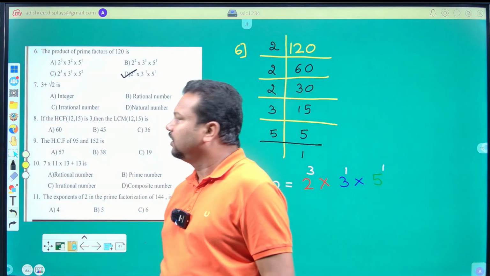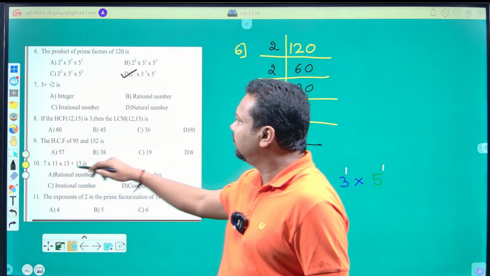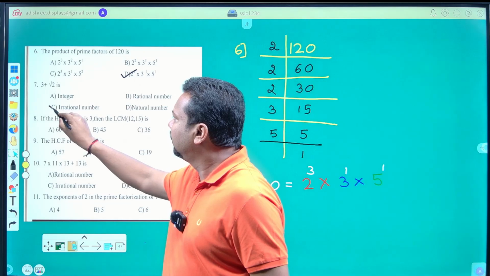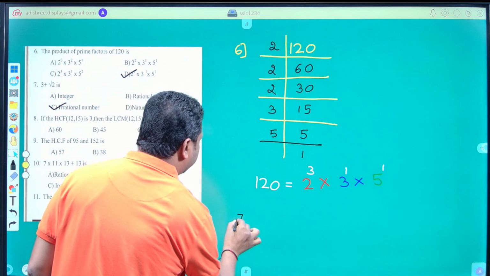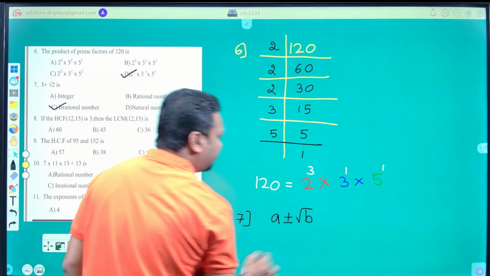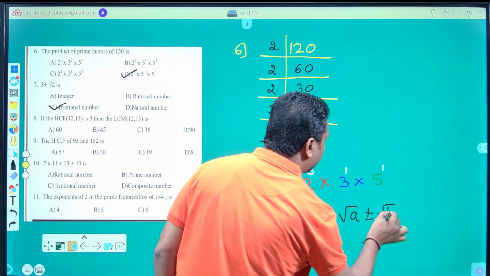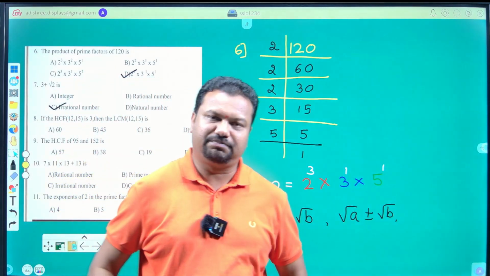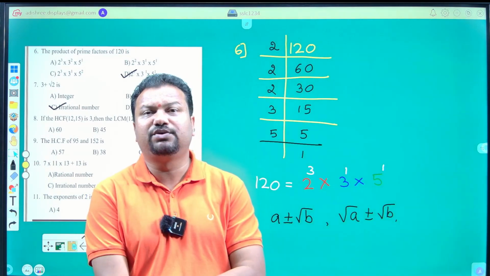See that seventh one: 3 plus root 2 is an integer, rational number, irrational number, or natural number. So what should be your answer? Definitely irrational number. I'll just give you a hint. A number which is in the form of a plus or minus root b, or root a plus or minus root b, where a and b are not composite numbers.